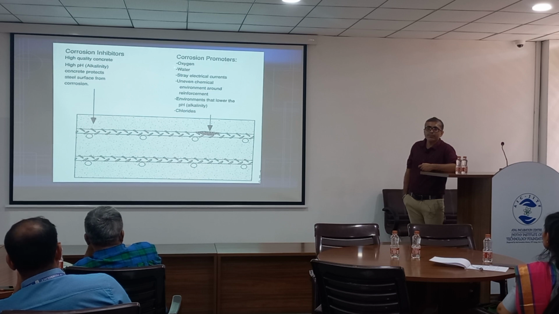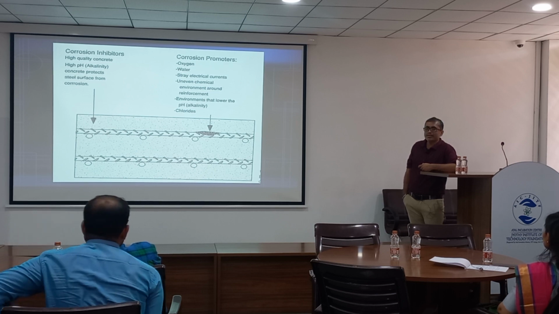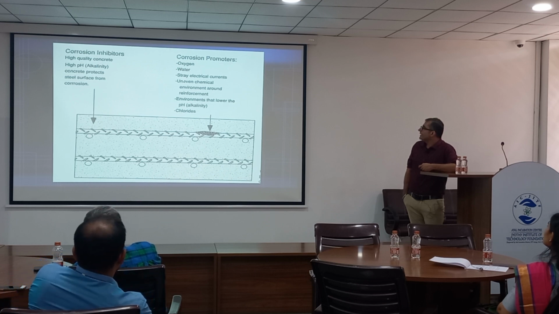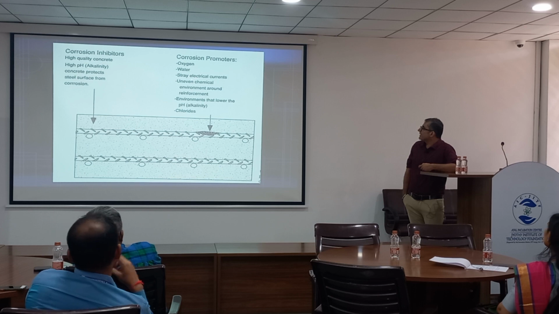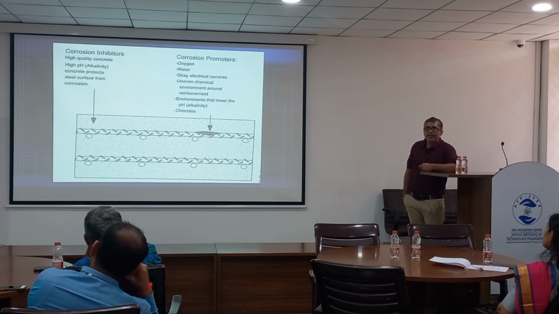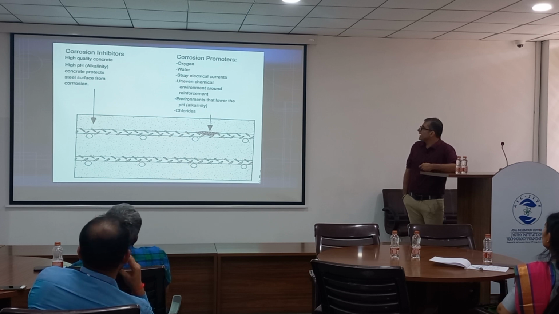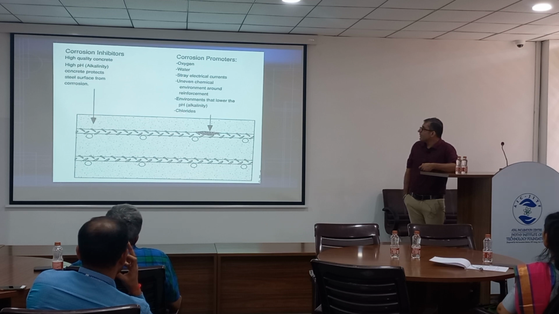The majority of structures constructed in coastal environments are in contact with moisture. Then you have stray electric currents and chemical environments, such as industries manufacturing chemicals. The structures there can be subjected to, and can lead to, corrosion. One thing you need to understand here is chloride. Chlorides are one of the major contributors responsible for corrosion.